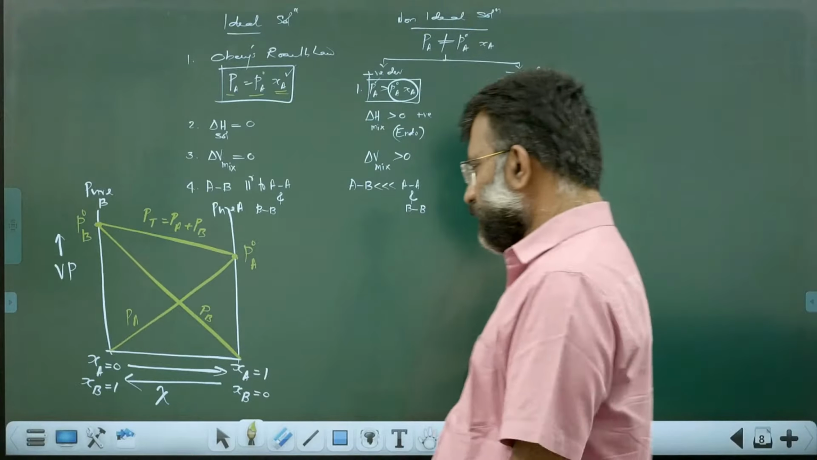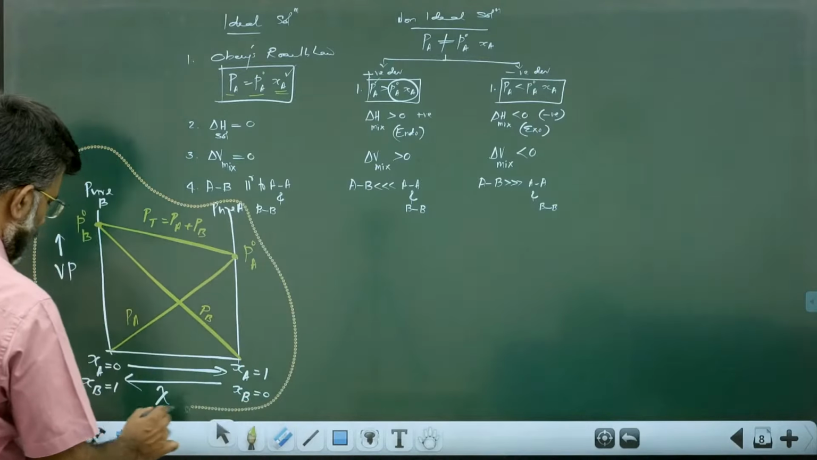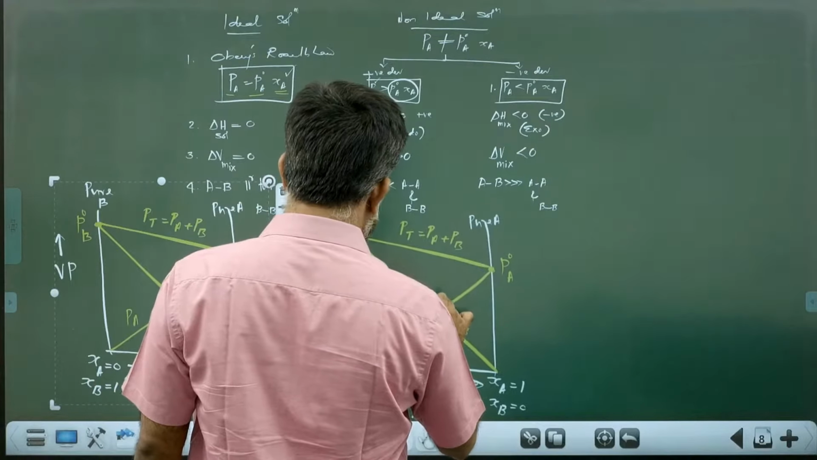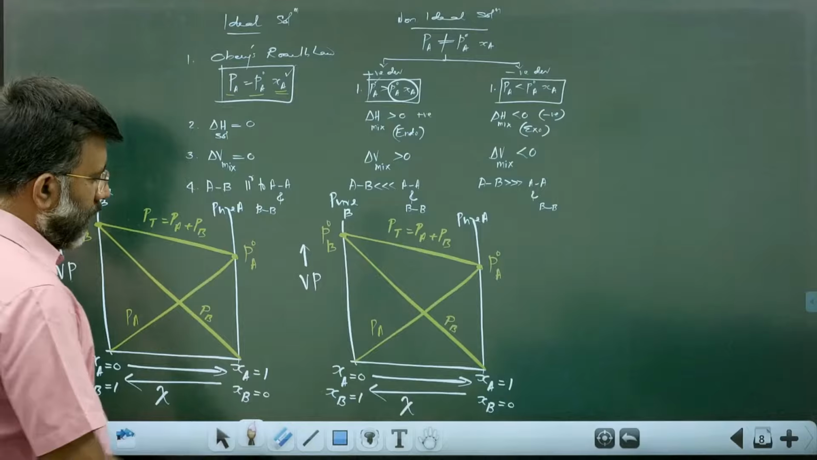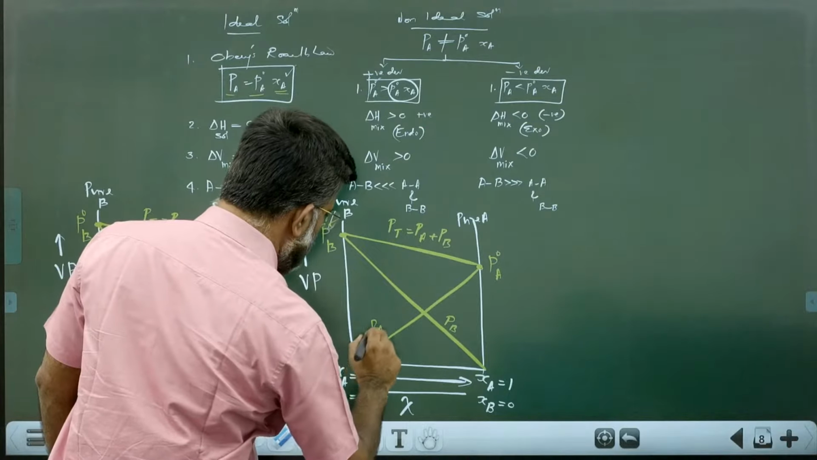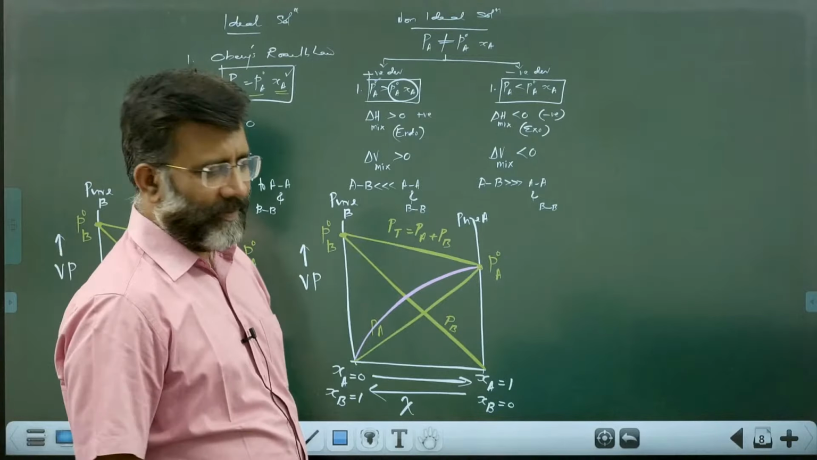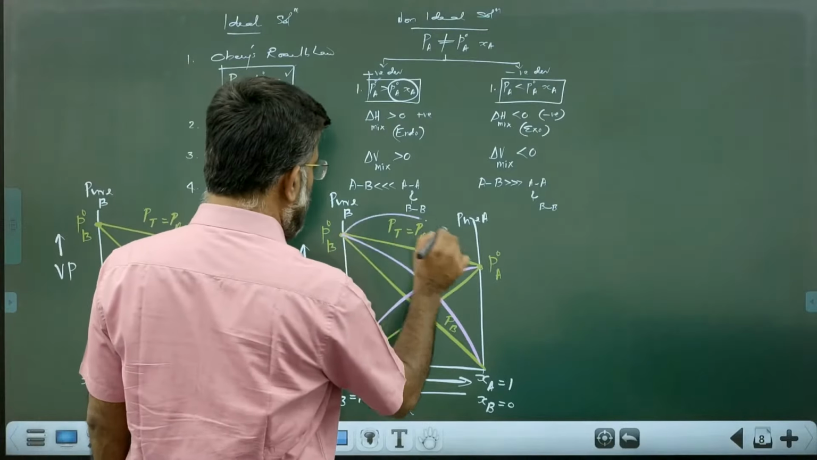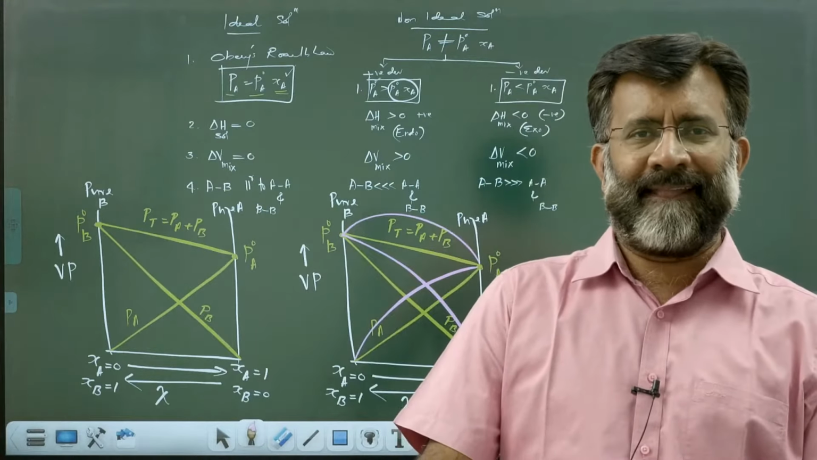What about non-ideal solution, positive deviation? How will the graph be represented? Very simple to understand. PA is not going to be a straight line. It is greater than the theoretical data. That means PA will be like this. There will be a positive deviation. What about PB? There will be a positive deviation. What about P total? There will be a positive deviation. This is non-ideal solution, positive deviation. I hope you get the picture.